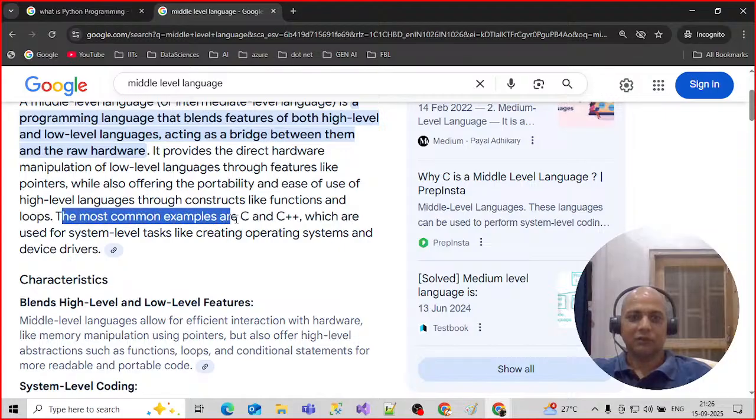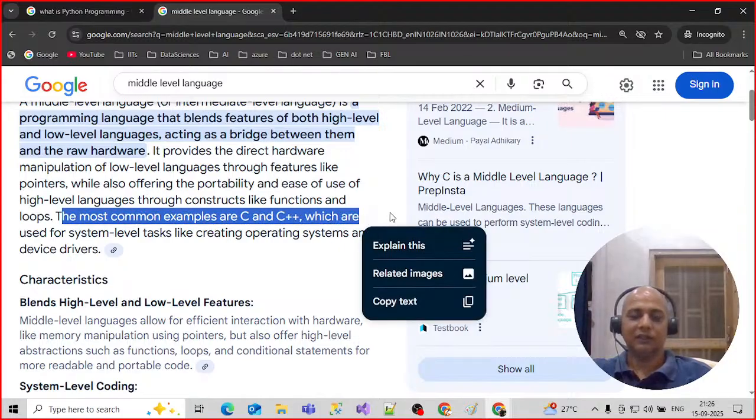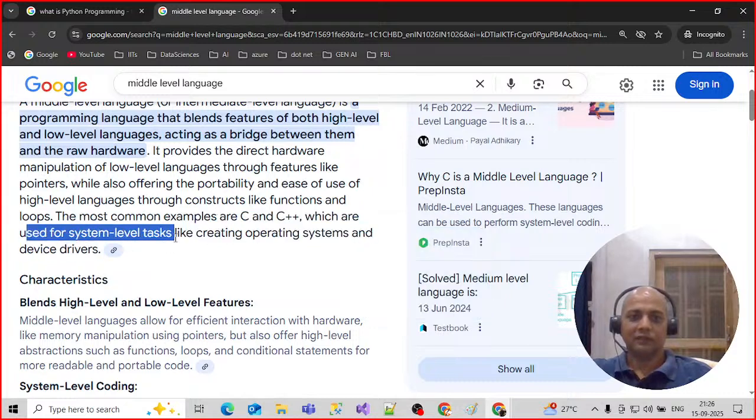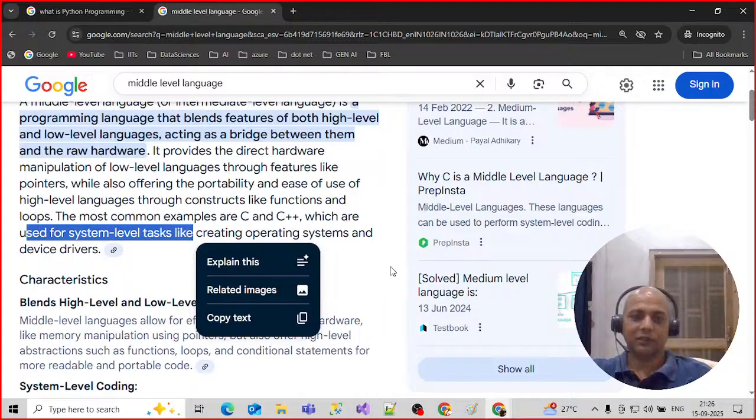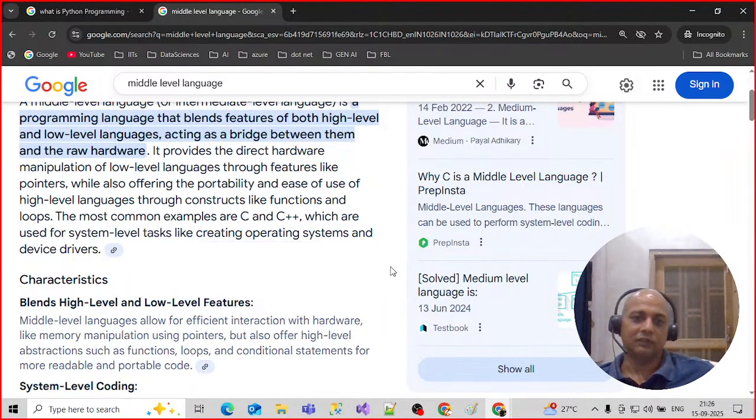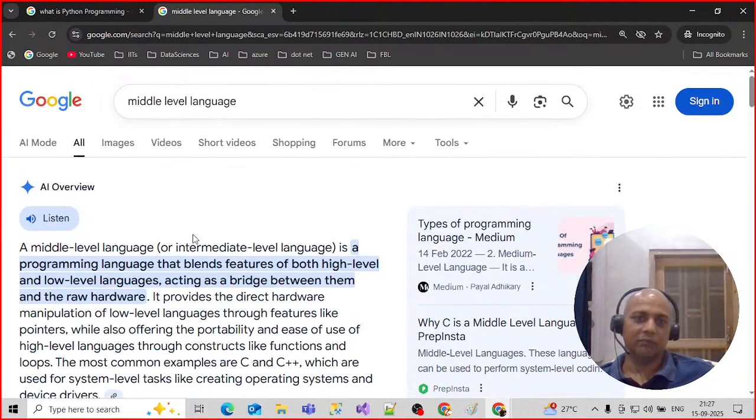The most common examples are C and C++, which are used for system level tasks, for creating operating systems, device drivers, all these things. Even many IoT devices are also programmed using these languages. It is not outdated, but yes, it is used by the people who are directly working on the hardware part. So this one is the example of middle level language.